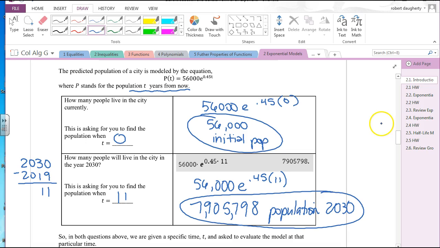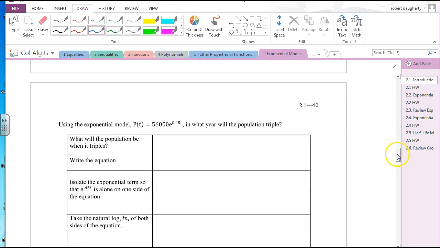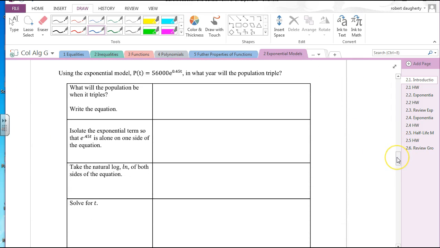Okay, let's mix it up a little bit and let's look at this particular question. Now, in what year would the population triple? Okay, when I read something like in what year, from 56,000, so from the initial, okay? In what year would the population triple, okay?